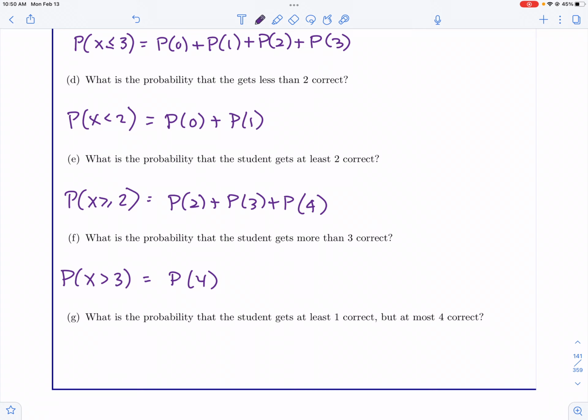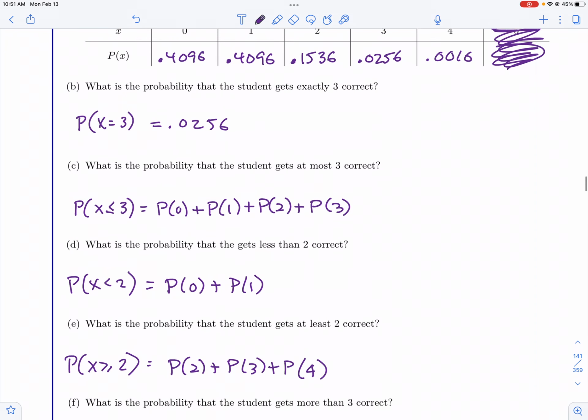All right, and then finally, what's the probability that a student gets at least 1 correct, but at most 4 correct? So from an inequality perspective, this is going to be 2 different inequalities. So we're looking for 1 less than or equal to x less than or equal to 4. And so since we want to include 1 and 4 in our list, then we're looking at the probability of 1 plus the probability of 2 plus the probability of 3 plus the probability of 4.